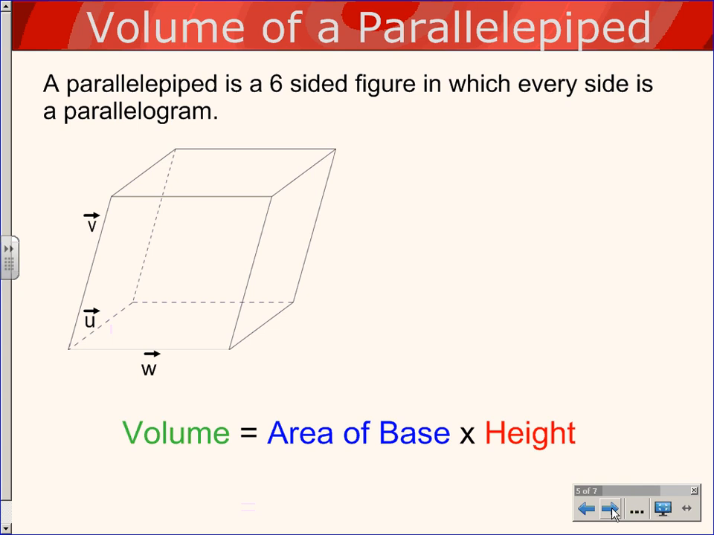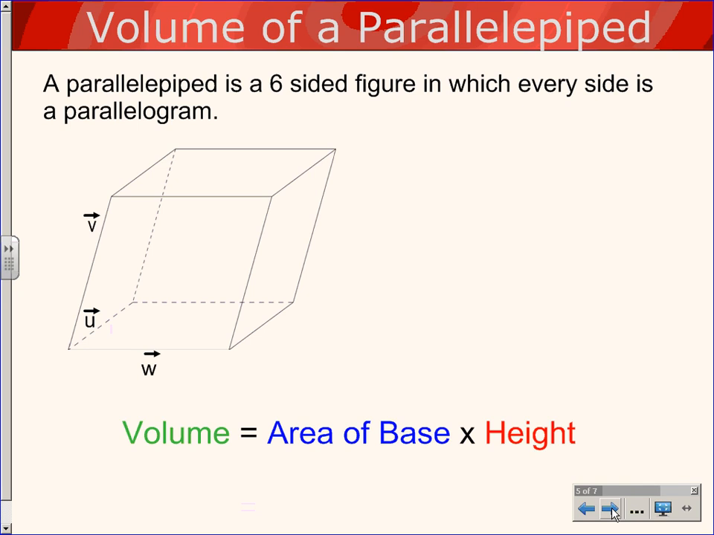Our second application, we're just doing two today, so torque was one of them, and this is our other. It's a fun word. It's called the volume of a parallelepiped. Kind of a bizarre shape, actually. It's not a shape that you'd see very often. It's a little bit tricky to describe, I suppose.